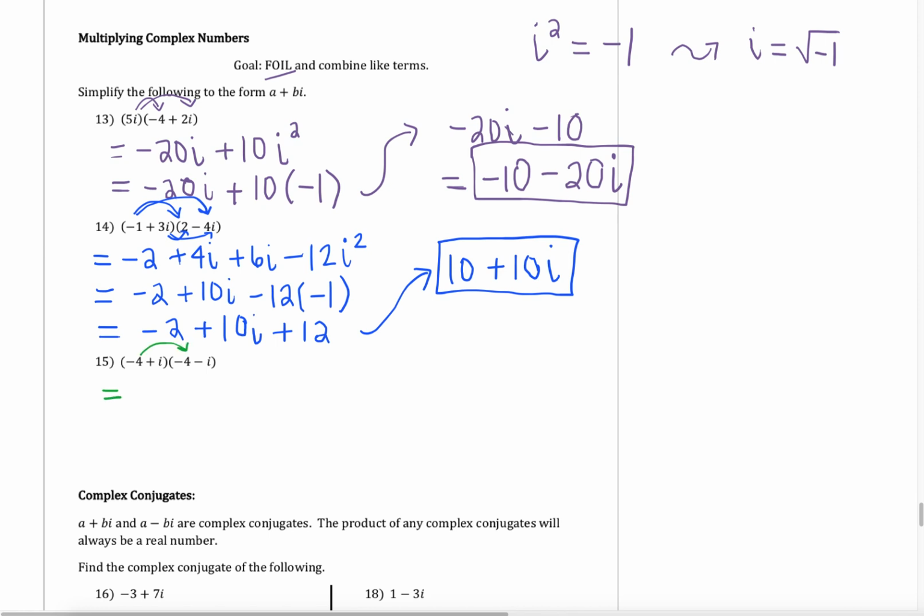So I get -4 times -4, which will give us +16. Then I get -4 times -i, which will give us +4i. And then with my inner terms, I get the i times the -4, so I get a -4i. And on my last terms, I get a positive i times a -i, so I get a -i squared.